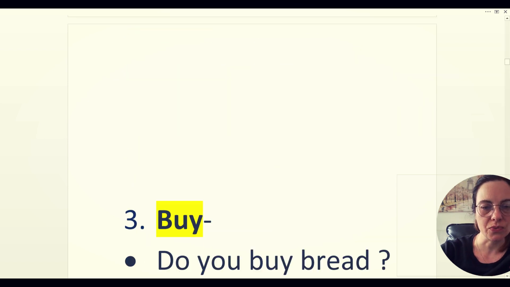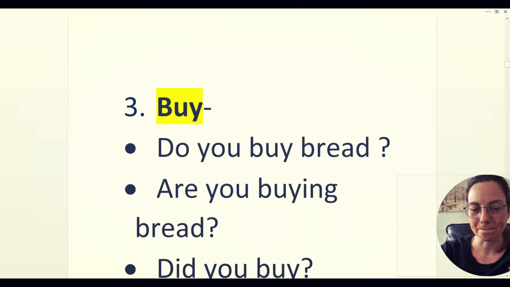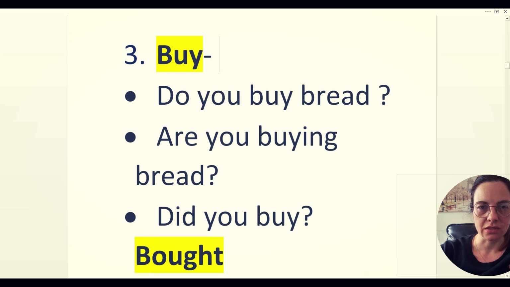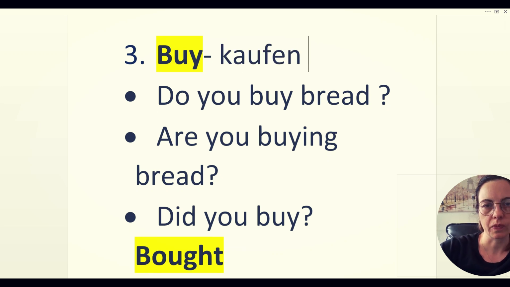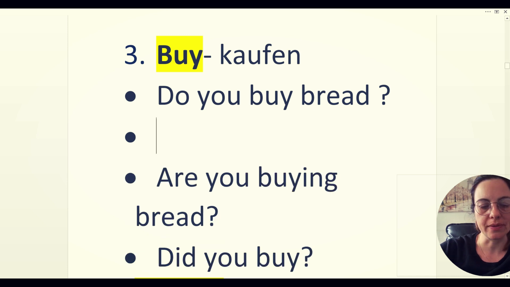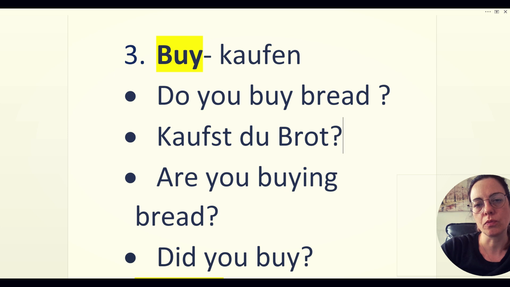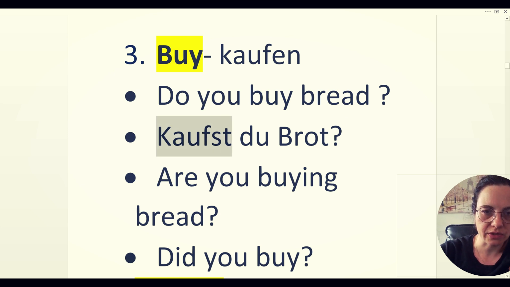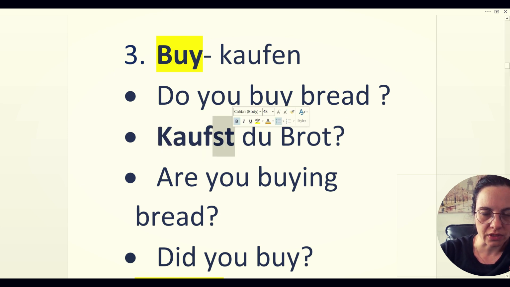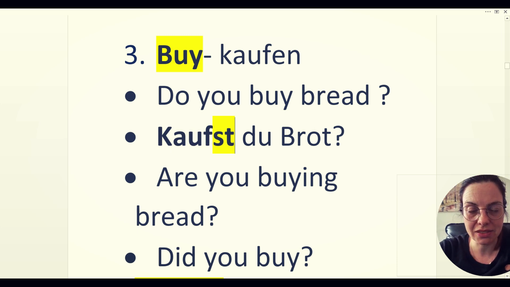Okay, let's try with buy. Kaufen. Okay, so do you buy bread? Would be only kaufst du Brot. So we start with the verb at the beginning. Kaufst du Brot? Do you buy bread?